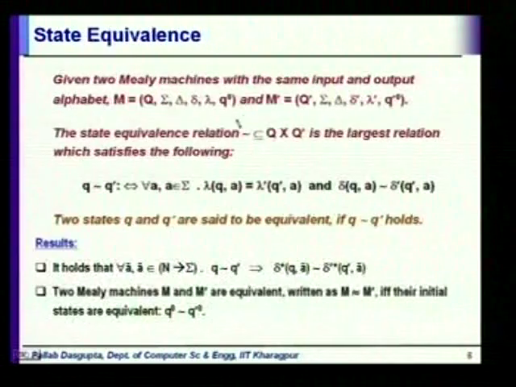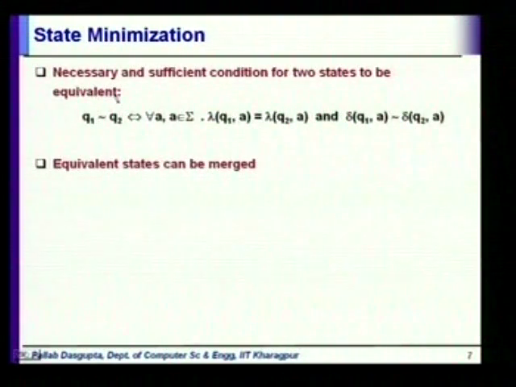So here we were talking about two separate machines m and m dash. Here we are talking about only one machine, but we are looking at two states in that machine m, and we are saying that these two states are equivalent, and therefore we can minimize the machine by merging them. We are going to look at an algorithm which systematically does this.